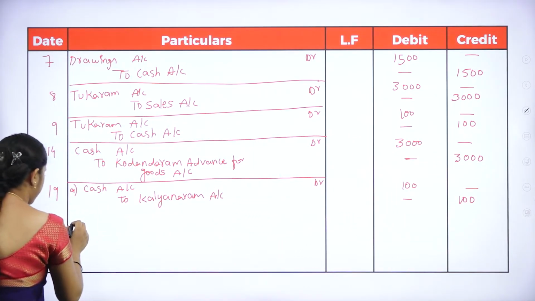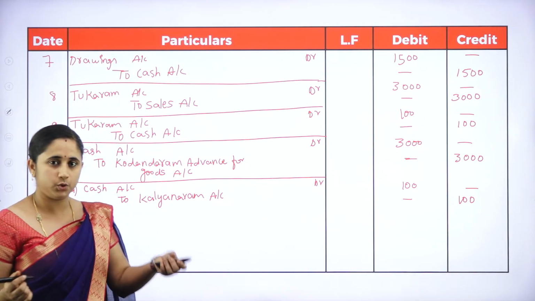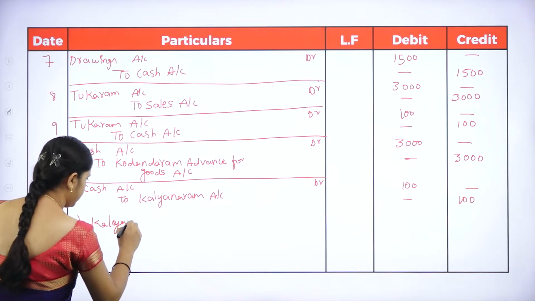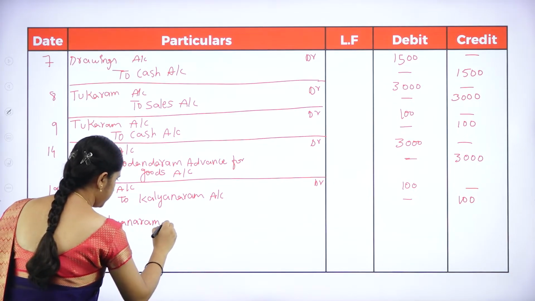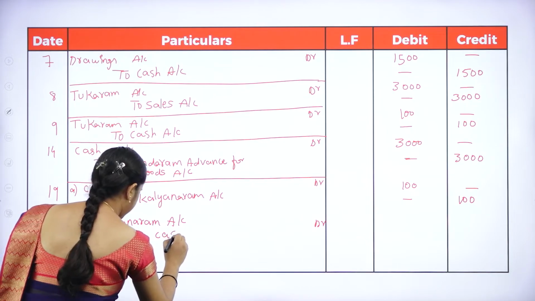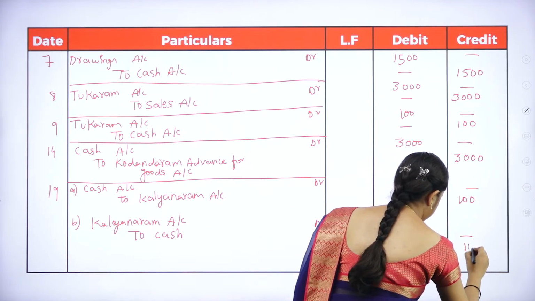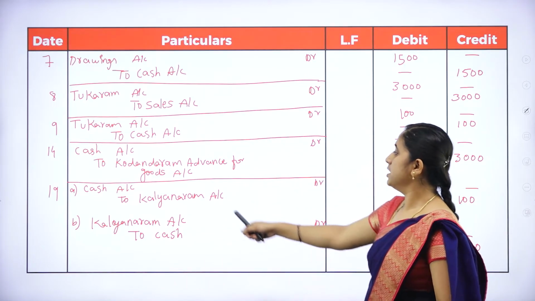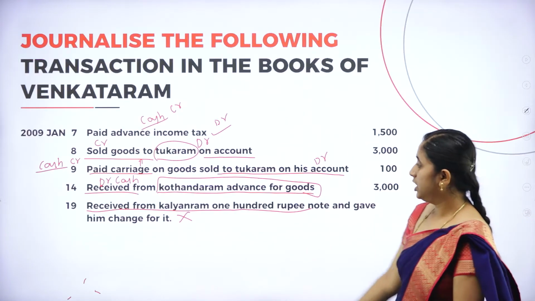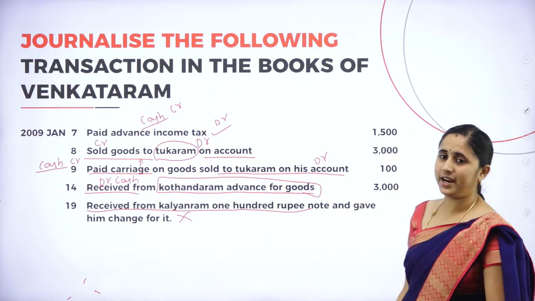Again, you gave change for the 100 rupees note. That means you are giving change to Kalyanaram. That means cash is going out from you. So, Kalyanaram is receiving. Kalyanaram account debtor to cash going out. So, you need to credit cash of rupees 100. So, if you want to write the transaction, it will be like this: cash account debtor to Kalyanaram account, again Kalyanaram account debtor to cash account. It will not affect your entry or your business transaction. It is not needed to write the entry.